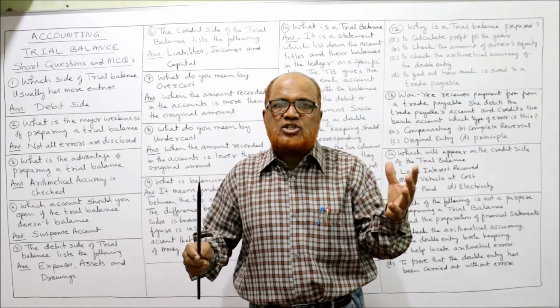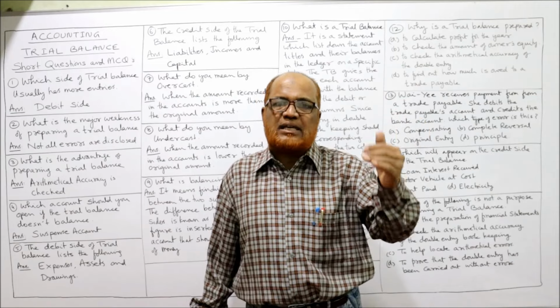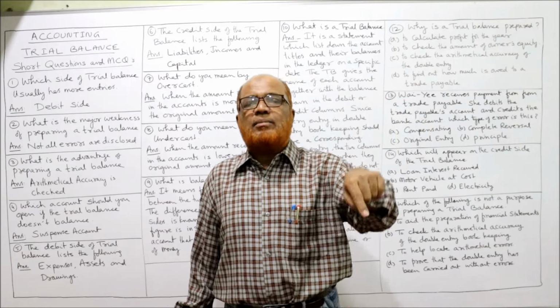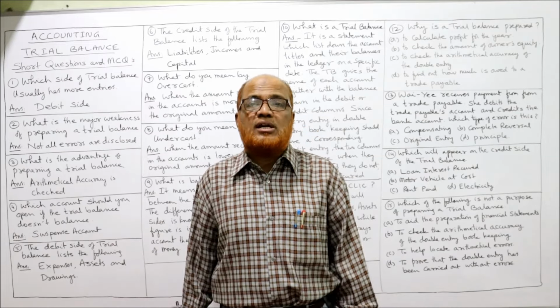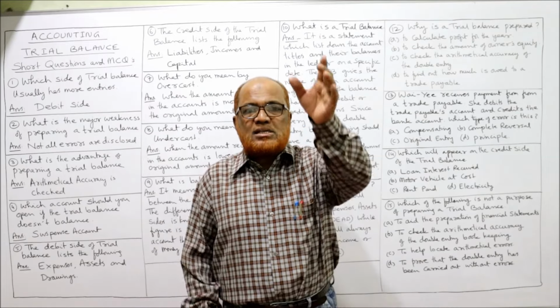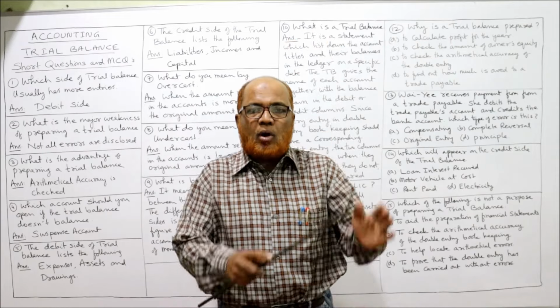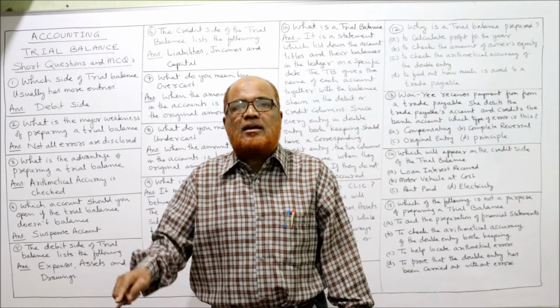We will open the ledger accounts. We will find out what are the balances in each and every account. Some ledger accounts will show debit balance. Some ledger accounts may show credit balance. All debit balances will be taken in debit column and all credit balances will be taken in credit column.